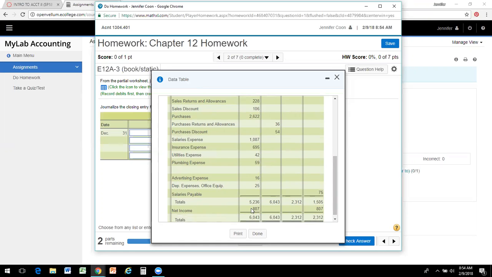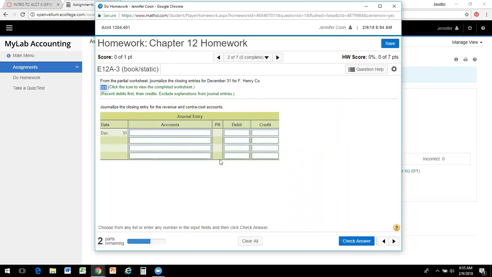Here's the trick. You have net income of 807. That should be a number you use in your third journal entry. So I'm just going to leave it at that and let you work at it, but you're doing your closing entries for this problem.